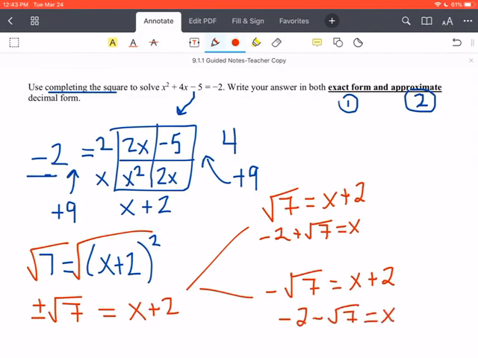And then at this point, we can pick up our calculator, and we can do the calculation -2 plus the square root of 7, and we get x is approximately 0.65. And then if we pick up our calculator again and do -2 minus the square root of 7, we get x is approximately -4.65.